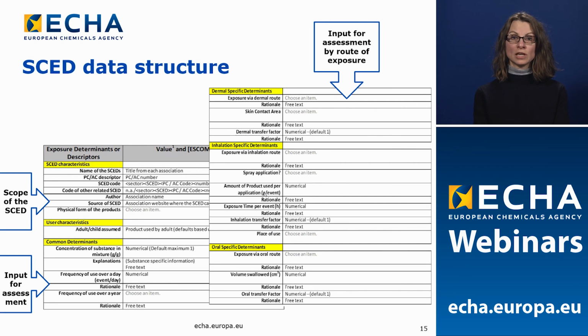So, which information can we find in the SCED? The first part is called the SCED characteristics, and it contains the identifiers of the SCED, and it also explains the scope of the SCED, for example, the sector or the type of consumer products covered in the SCED. The second part describes the common determinants to be used when performing an exposure assessment, for example, the frequency of use or the concentration in the product. In addition, the SCED contains specific parameters for the exposure assessment via a specific route of exposure. It can be dermal, by inhalation, or an oral route. One of these determinants is, for example, the skin contact area.